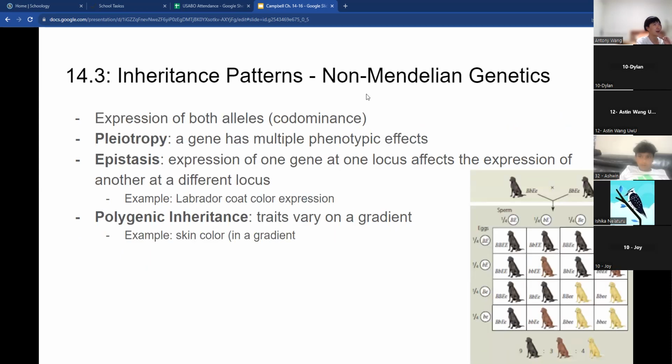Inheritance patterns of non-Mendelian genetics. So these are... Oh my god, I was talking to Derek about blood type.